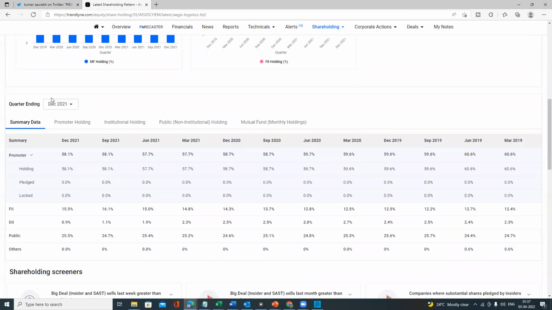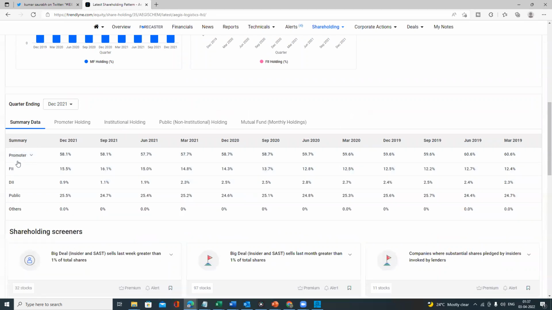And then when you come down, you see the quarter ending and you have summary data which tells about the summary of promoter, FII, DII. So here itself, you can get some trend, and you can see the DIIs have been continuously selling in ages. And in the last 1 year, DII share has come down almost from 2.5% to 0.9%. And FII has been buying a bit, so that is there.